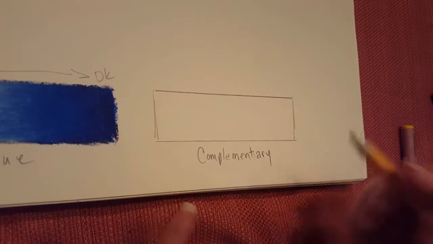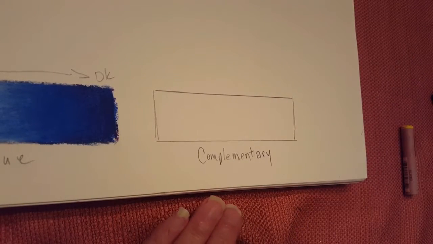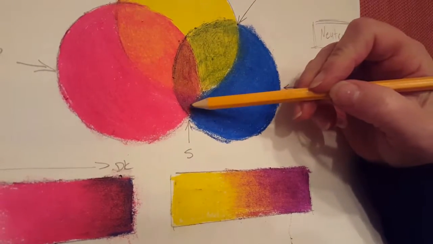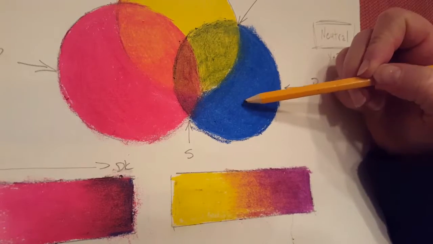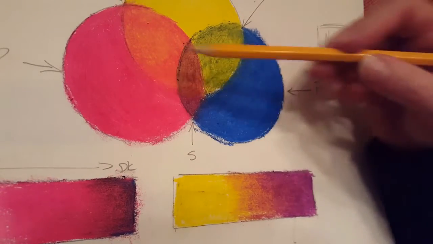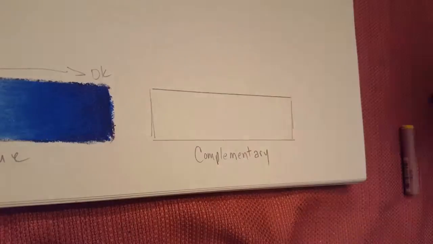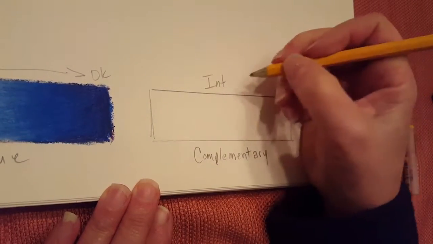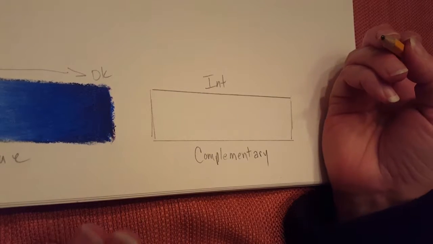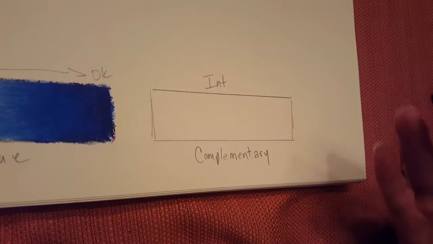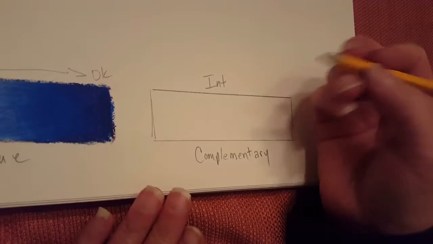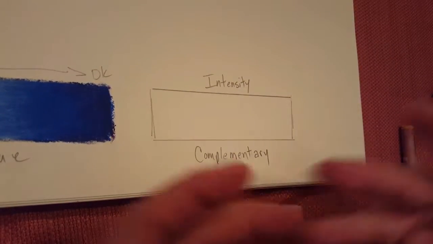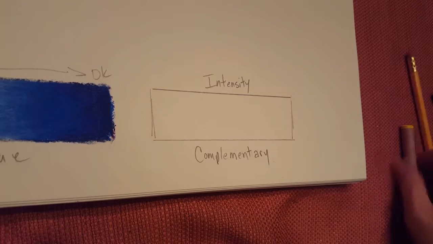All right, so the complementary color scheme is taking colors that are across from each other on the color wheel. So yellow and purple, blue and orange, and red and green are complements. When two complements are next to each other, their intensity appears really strong, but when you mix the two together, they kind of neutralize each other out.